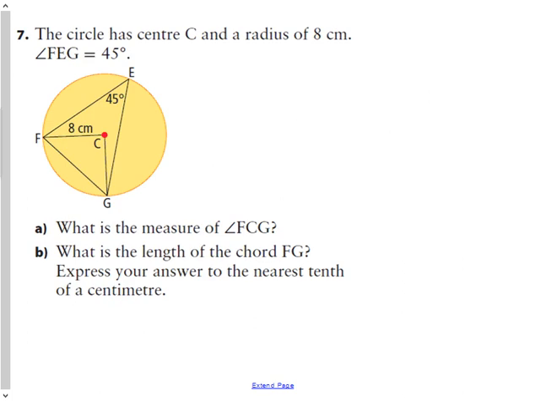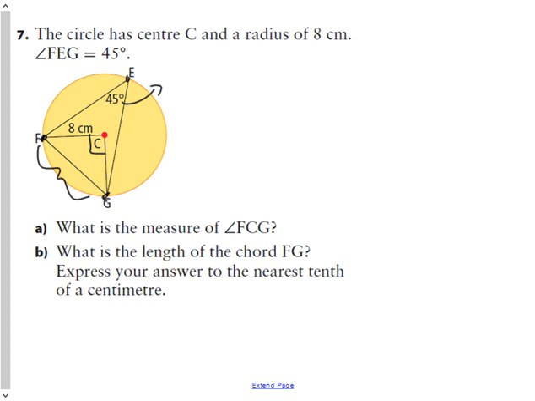Question 7. The circle has a center C and a radius of 8 centimeters. And angle FEG is 45 degrees. So what is the measure of FCG? Since F and G are connected to a point outside of the central angle, we know that that is an inscribed angle of 45, which makes F and G connected to the middle a 90-degree angle. Okay? And it says, what is the length of chord FG?